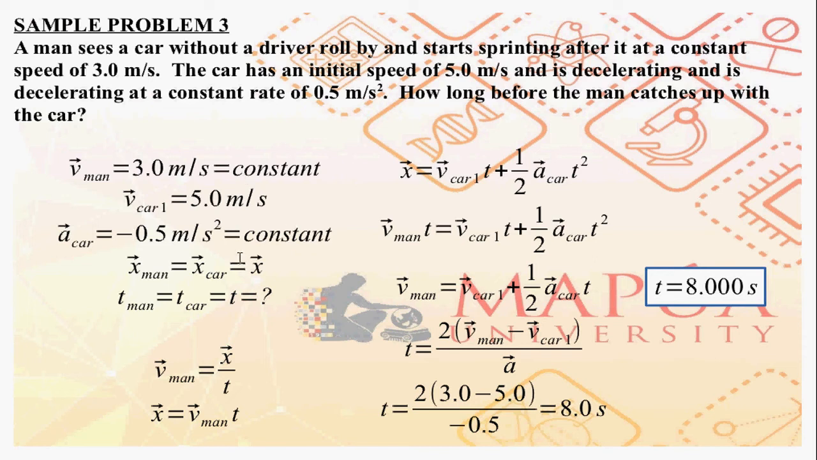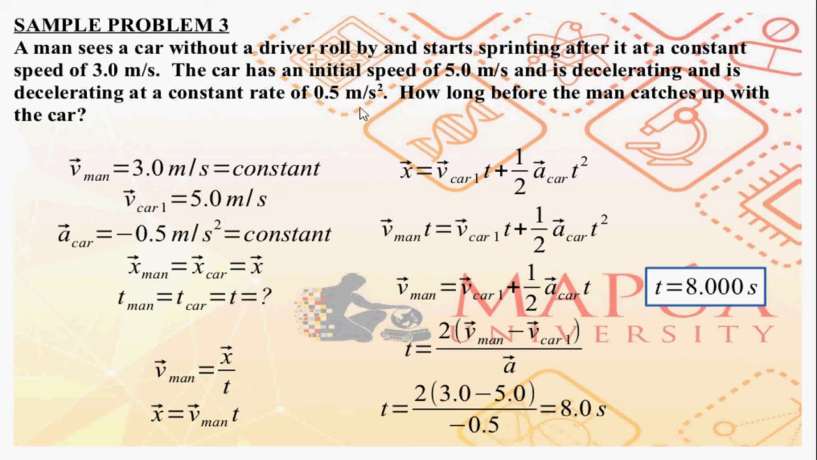So, the car is undergoing uniform acceleration, whereas the man, constant velocity, the man is undergoing uniform motion. So, if you analyze the motion of the man, use uniform motion analysis. If you analyze the motion of the car, use uniform acceleration analysis.